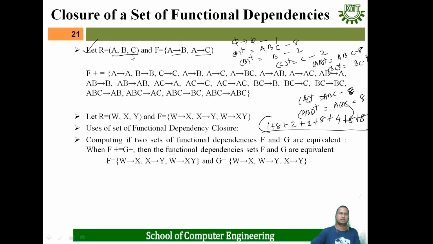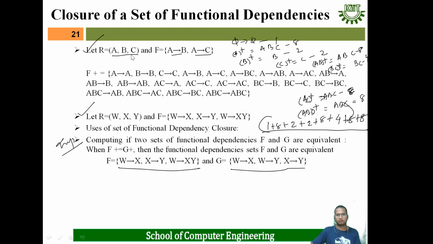Similarly, this is your functional dependency, and similarly you can find all the functional dependencies in this case also. Another important thing is computing whether two sets of functional dependencies F and G are equivalent. How to find that?